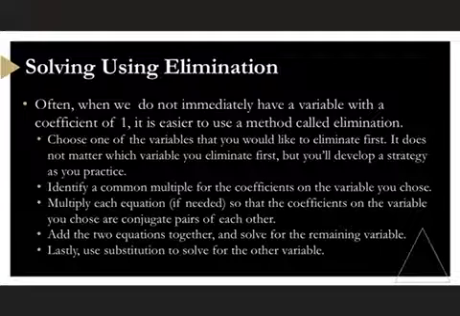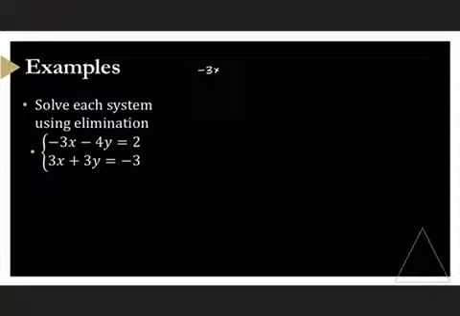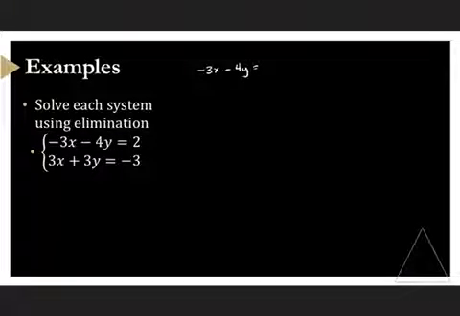Take a common multiple for that scenario and create a conjugate pair. And I'll show you what that means in a second. And then add those two equations together and then back substitute. Okay. So for elimination, I have negative 3x minus 4y equals 2, and 3x plus 3y equals negative 3.